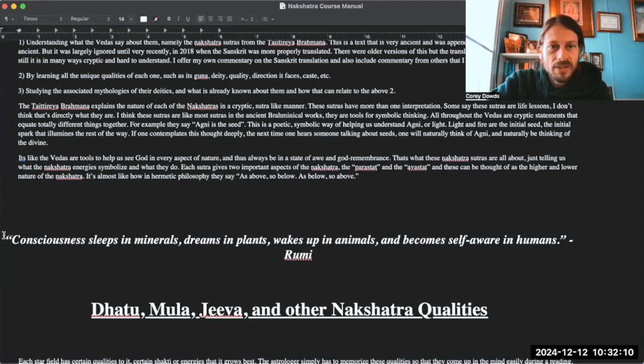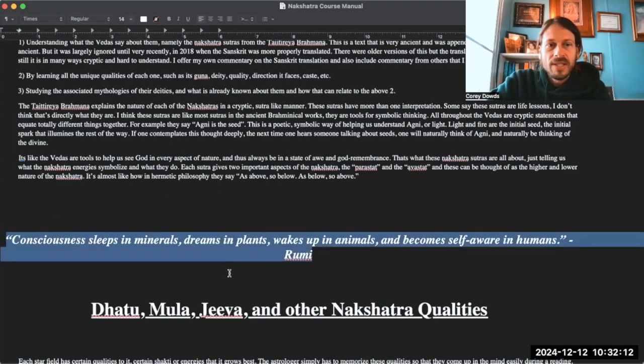Oh yeah, I forgot to mention this really cool Rumi quote. This is a whole deeper level of seeing this Dhatu Mula Jiva. And you'll notice all throughout the ancient, even Greek and even esoteric Western stuff, they have this category of plant, mineral, and human life, because that's one of the simplest ways to break down creation: it falls in one of these categories.